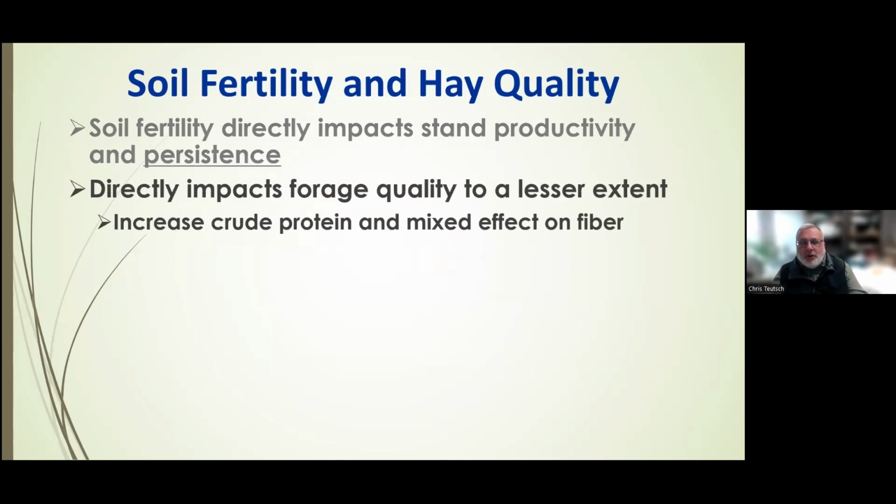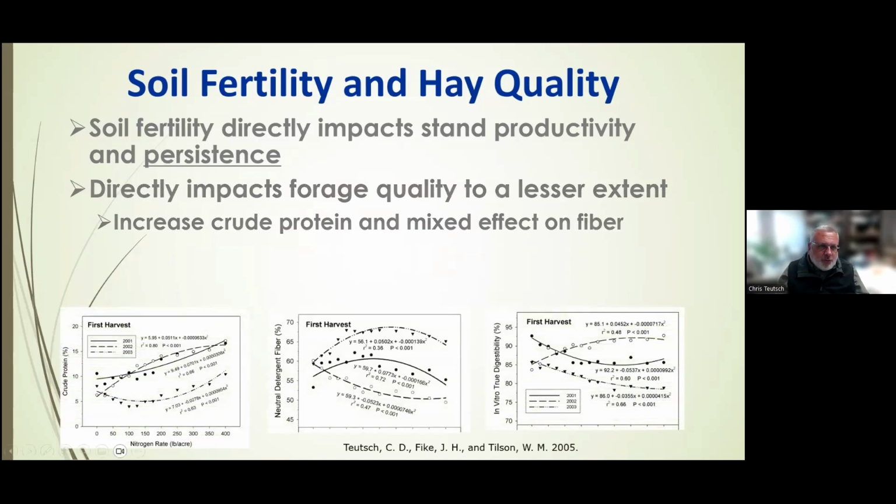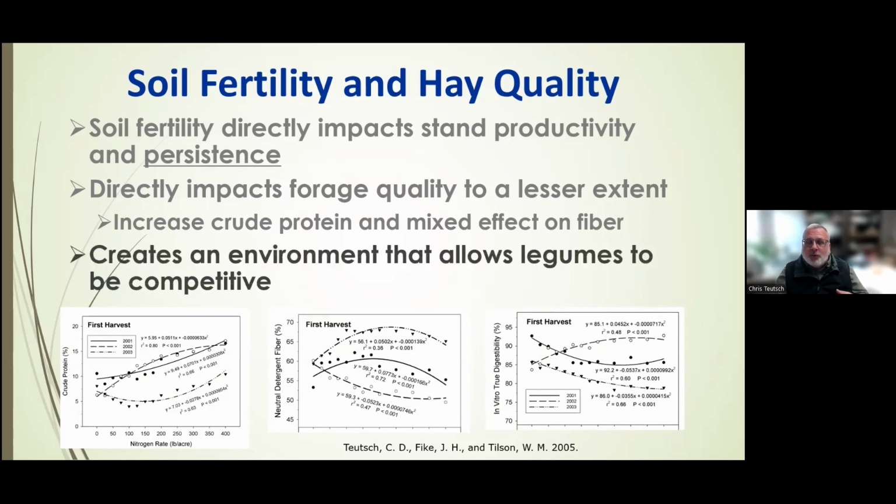Now, it can directly impact forage quality, and a good example is crude protein. So as we increase nitrogen fertilization in stands, we tend to increase crude protein. That's kind of what this first graph shows here. So generally, as nitrogen rate increased on the bottom axis from 0 to 400 pounds per acre per year, we saw an increase in crude protein. Now, fiber, this is neutral detergent fiber and in vitro true digestibility, were less impacted by increases in nitrogen fertilization. So again, crude protein is going to be the most sensitive, but the most important thing is that we're creating an environment to keep desirable forage species in that stand.